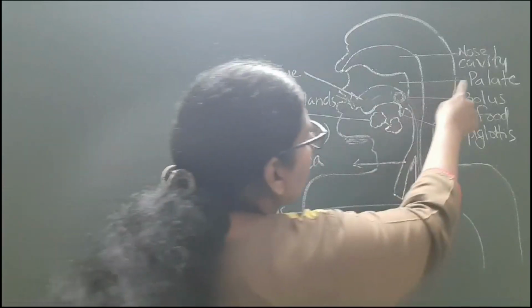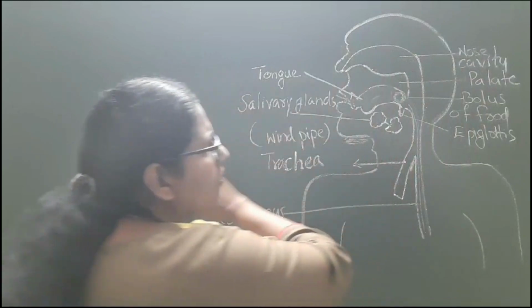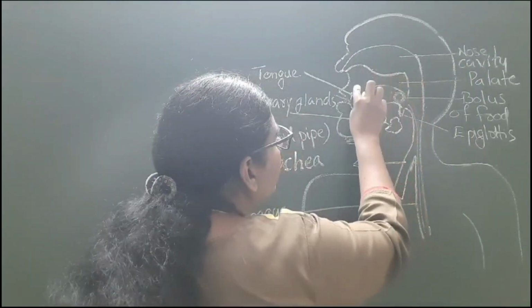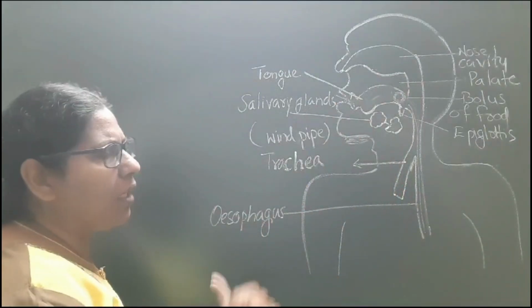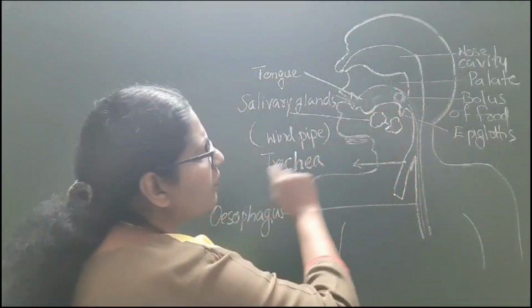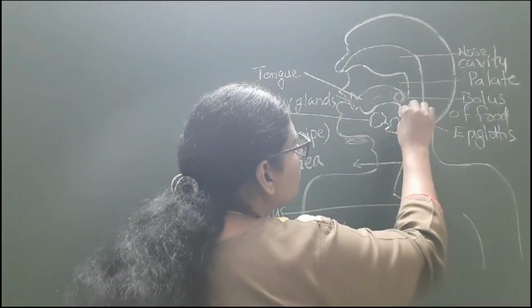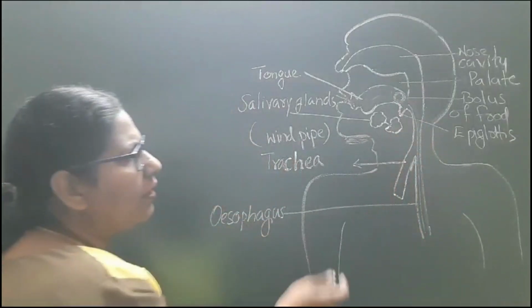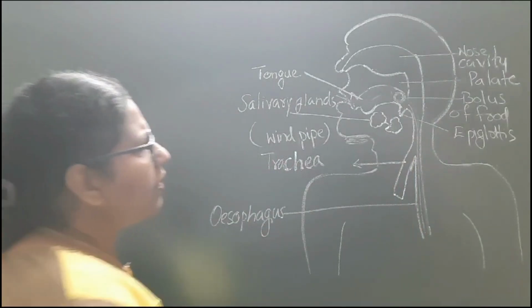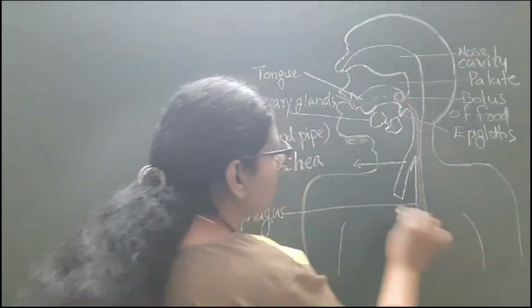And then comes here nasal cavity, or nose cavity, and this is palate, the upper portion of the mouth. That is palate. Then comes epiglottis. Can you see here? Something small is hanging. That is epiglottis.